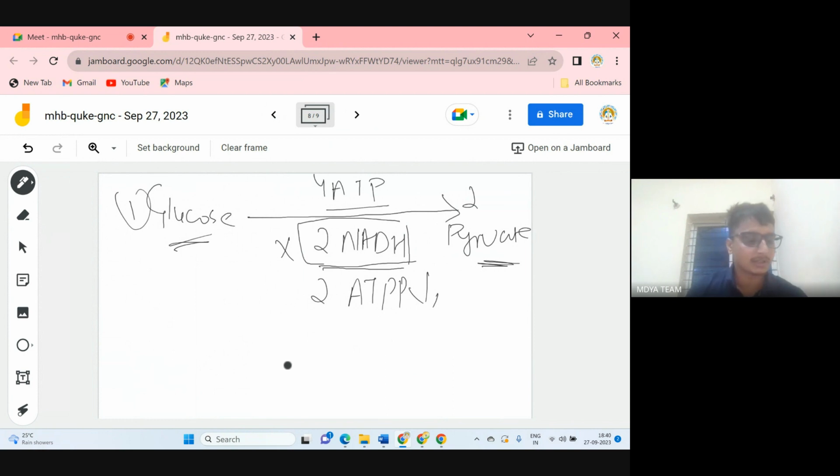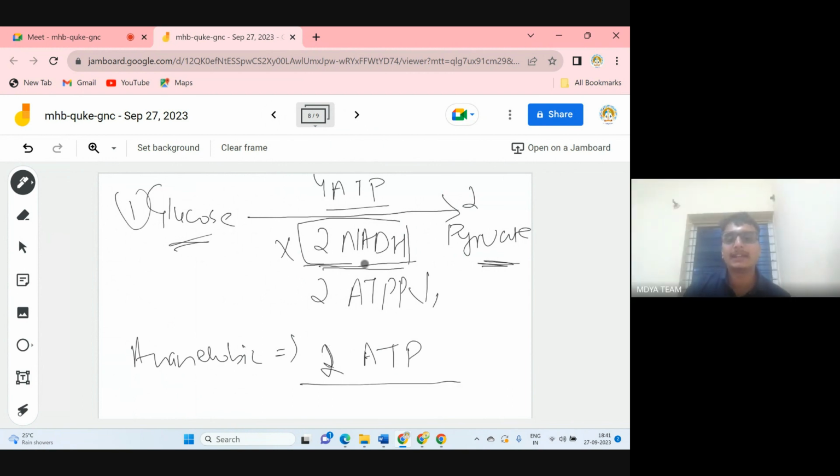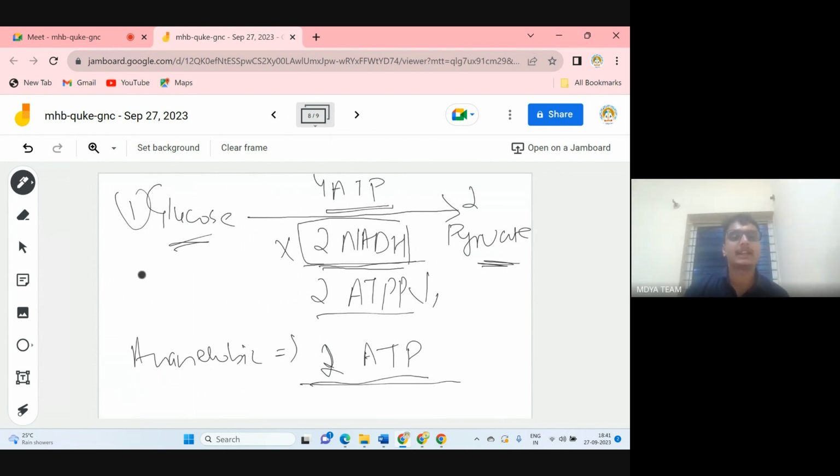So what is the net production of ATP in anaerobic respiration? 2 ATP. How is it 2 ATP? Because we used the NADH in the next step. Now in glycolysis, we only have 4 ATP production and 2 ATP consumption. So net ATP will be 2 ATP. This glycolysis also comes under anaerobic respiration. First step, and this is the second step. Glycolysis is common in both anaerobic and aerobic respiration. Right.